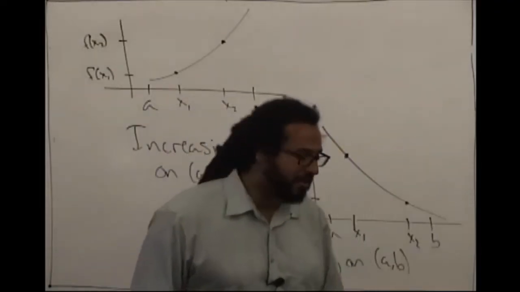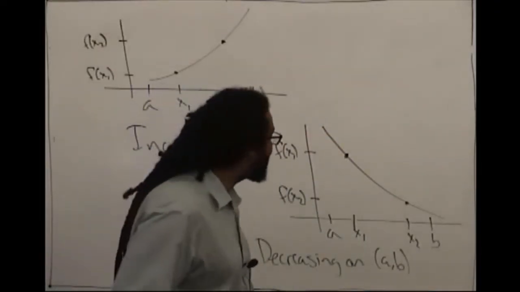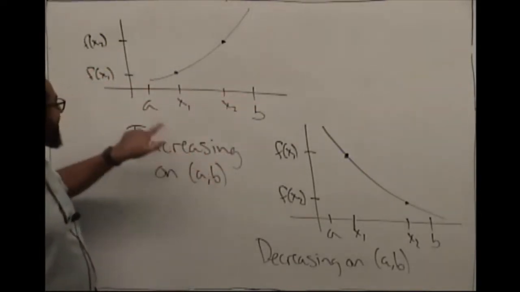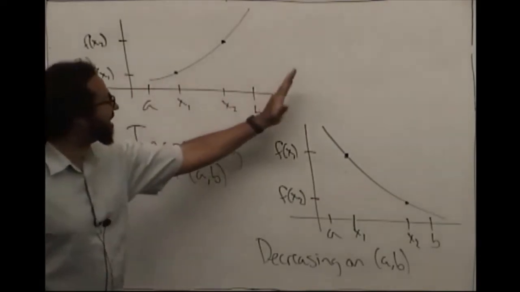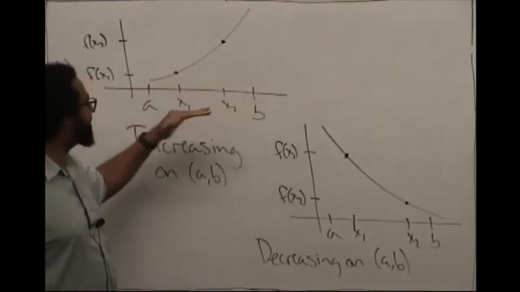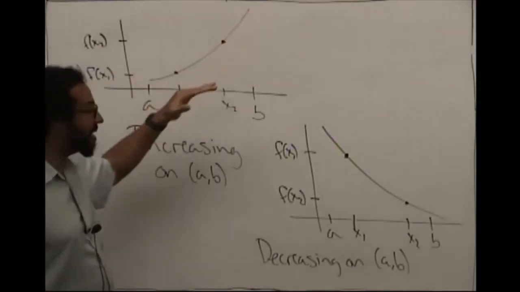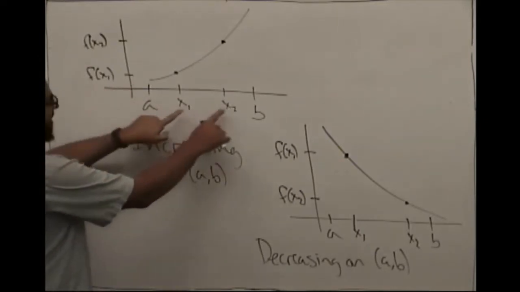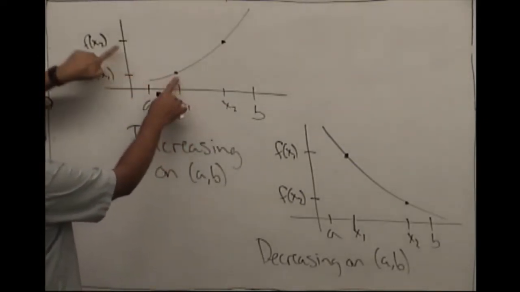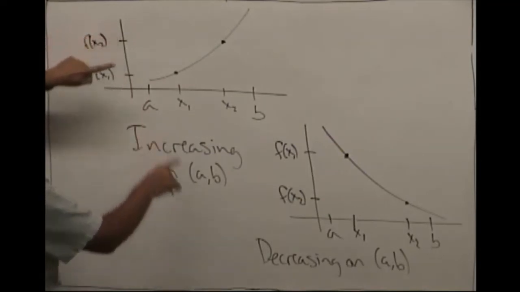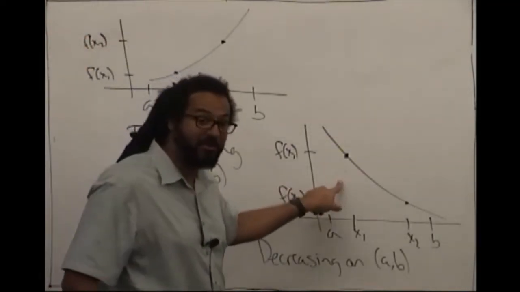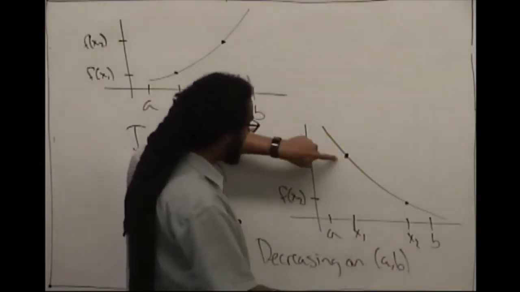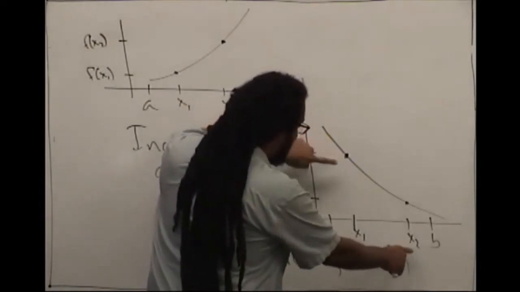All right, here's a couple of pictures, at least for increasing and decreasing. Here's an example of a function that's increasing on the interval from a to b. When you read this from left to right, the function is increasing, right? And notice that when x1 is less than x2, then f of x1 is smaller than f of x2. The opposite situation happens for a decreasing function. Here we've got x1 less than x2, but f of x1 is greater than f of x2.